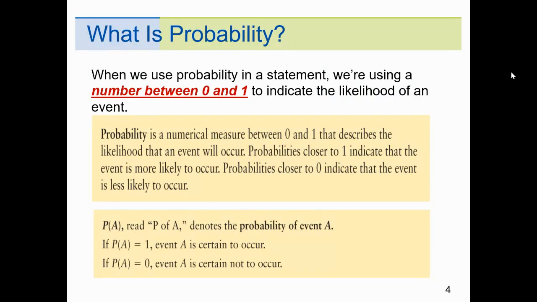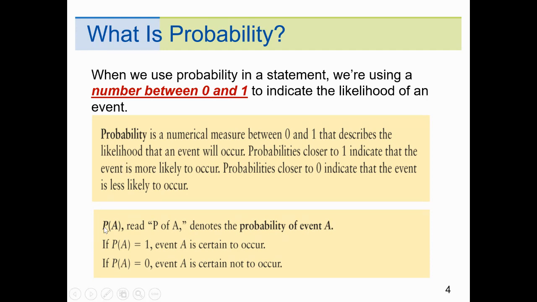Now, here's the deal. When we use probability, we're using a number. Well, guess what? This number is between 0 and 1. Probability can't be bigger than 1, and it can't be a negative number. It's between 0 and 1 inclusive. That indicates the likelihood of an event. The closer the probability is to 1, the more certain it is to happen. The closer it is to 0, the chances aren't all that great. Probability is a numerical measure between 0 and 1 that describes the likelihood an event will occur. Probabilities closer to 1 indicate it's more likely to occur. Probabilities closer to 0 indicate that it's less likely to occur.